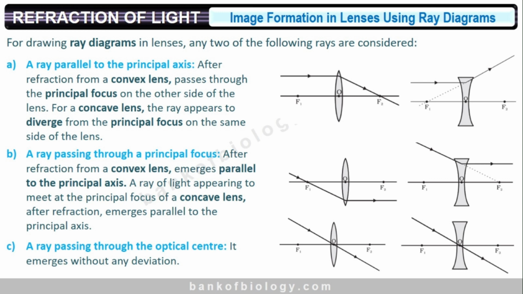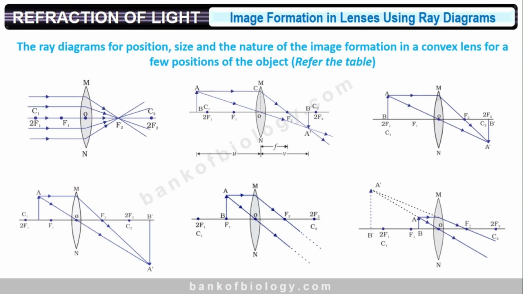For a concave lens, the ray appears to diverge from the principal focus on the same side of the lens. A ray passing through the principal focus, after refraction from the convex lens, emerges parallel to the principal axis. A ray of light appearing to meet at the principal focus of a concave lens emerges parallel to the principal axis. A ray passing through the optical centre emerges without any deviation.